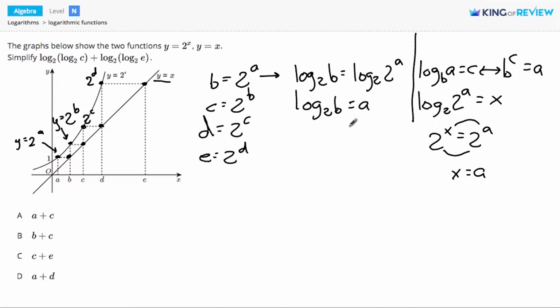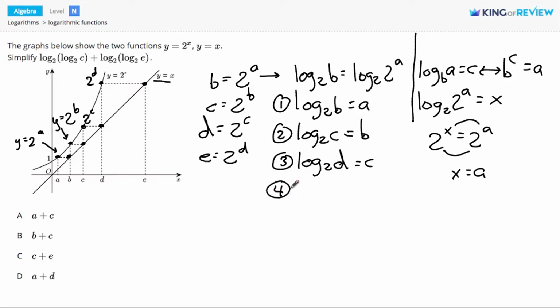Using the same logic, we'll call this equation 1. In the second equation, c equals 2 to the b, will result in the log base 2 of c is equal to b. In the third equation, we'll have the log base 2 of d is equal to c, and in the fourth equation, we'll have the log base 2 of e is equal to d.